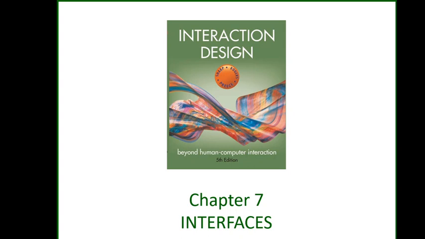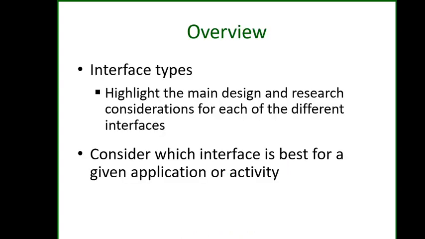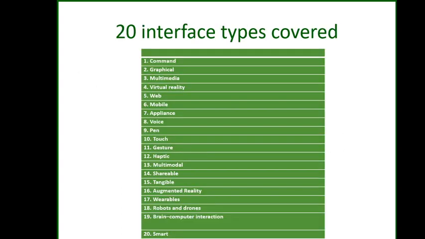softwares, or applications. So for the overview or the learning objectives that the student must know, in here, we're going to discuss 20 common types of interfaces. We'll discuss the main design and research considerations for each of the different interfaces. And also, we're going to study which interface is best for a particular application or activity. So let's start with looking into what are the different types of common interfaces. Now, here are the 20 interfaces that we're going to cover.